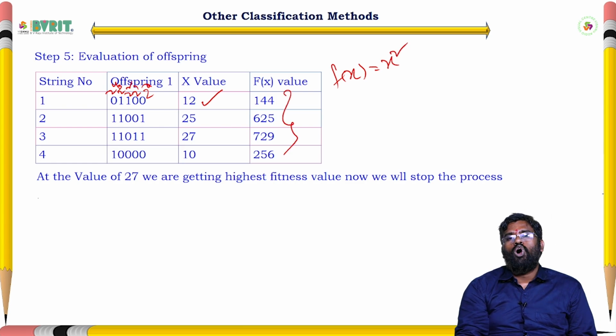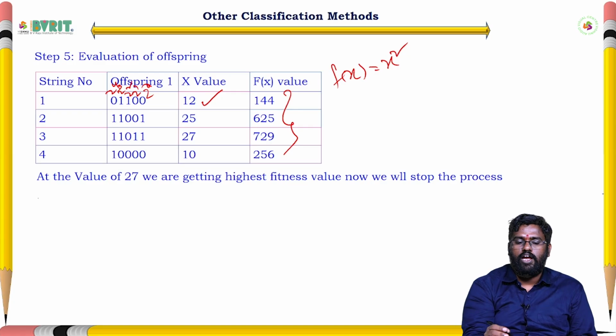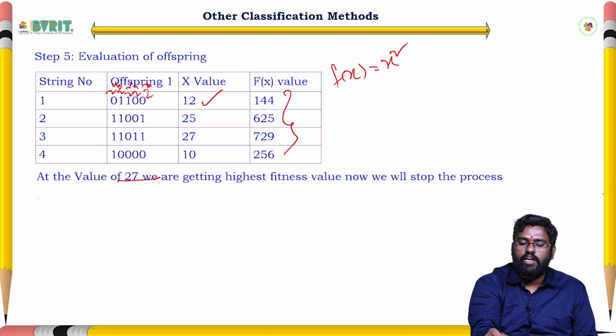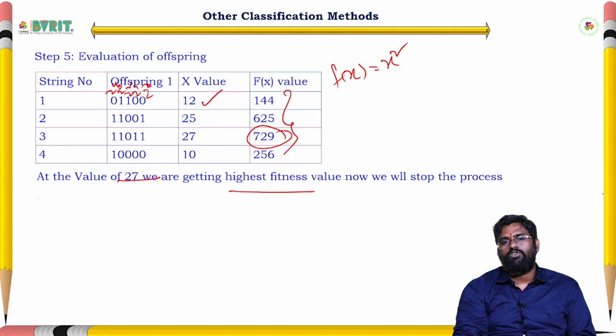So finally, out of all the f of x values, whichever has the highest value, we need to consider that one and place that particular value. So at the value of 27, we are getting the highest fitness value, that is 729. Now we will stop the process. That is called the genetic algorithm.